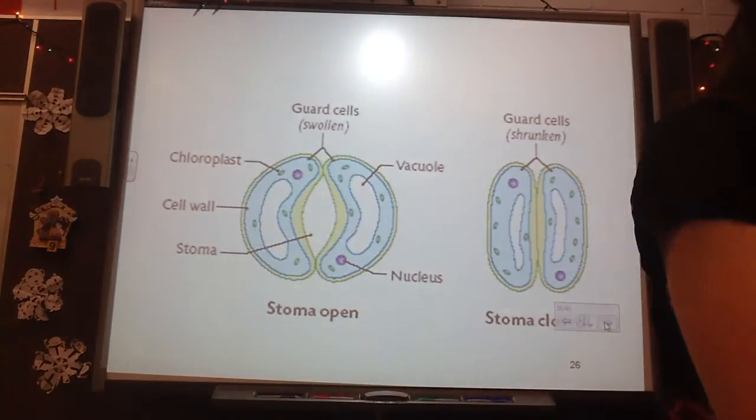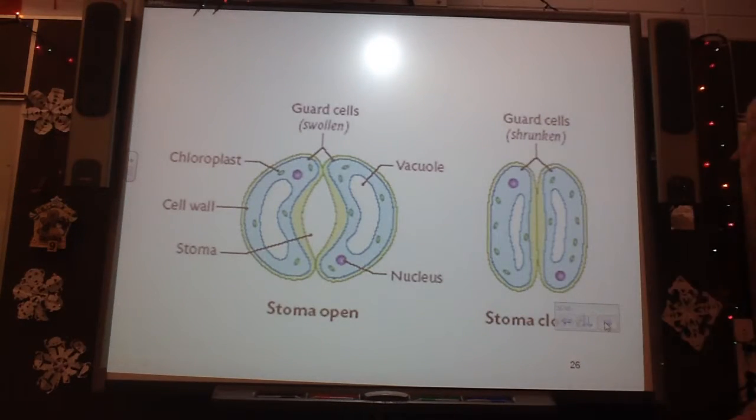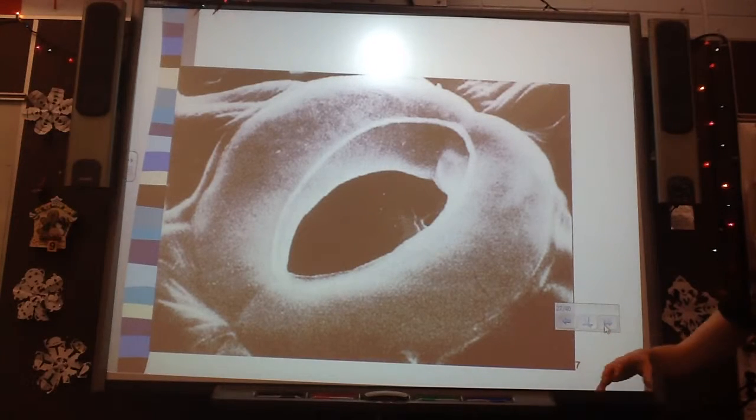As well, I'll talk about that in the transport one. Well, I'll just leave it till then. Okay. So if we took a scanning electron microscope and we viewed in really close, this is what the stomata would look like, okay? Doesn't that look fun? Like two balloons almost kind of together?